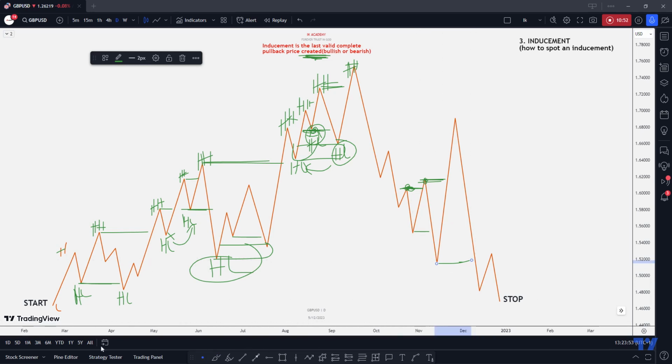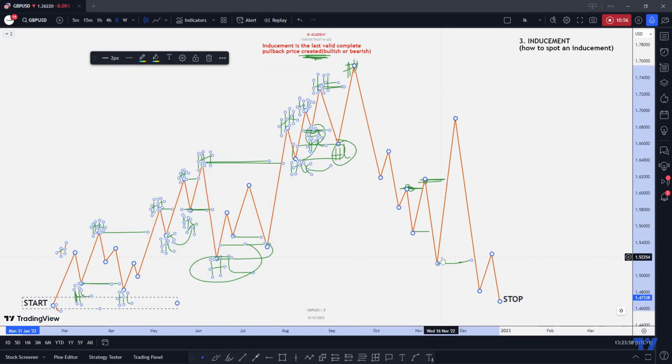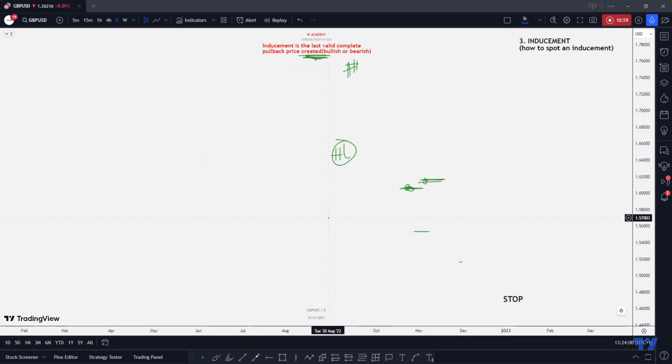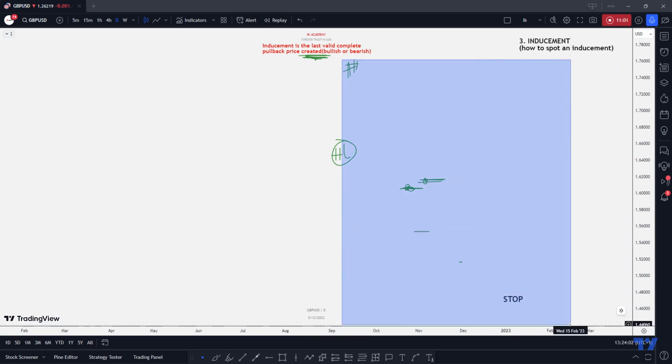So let's look at charts. Let's look at the candlesticks. Let's see what we can derive. Trying to clear this up.